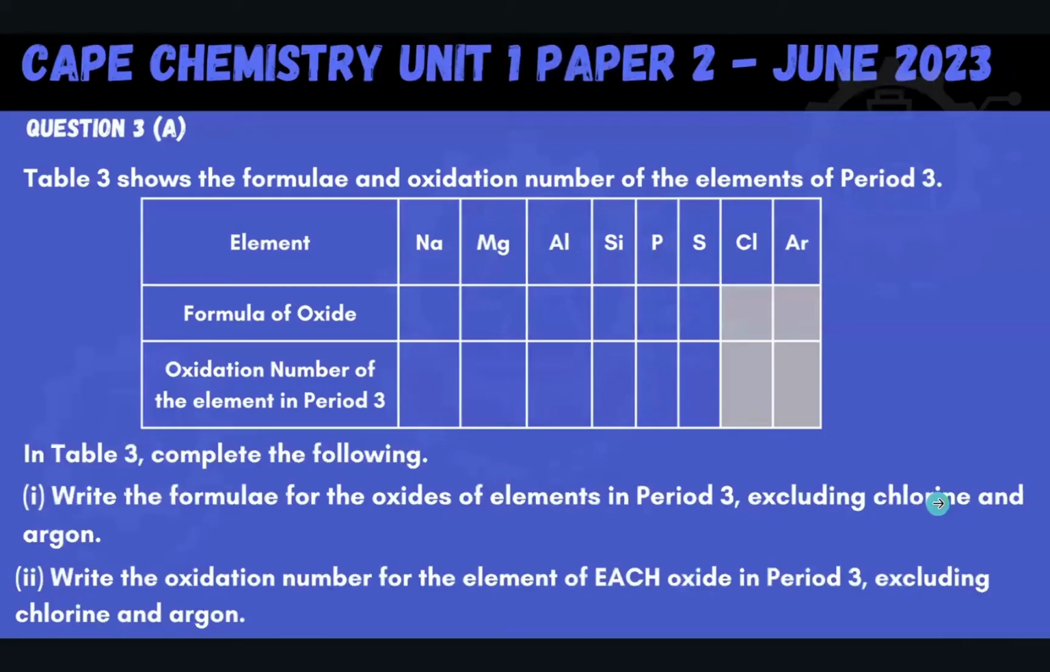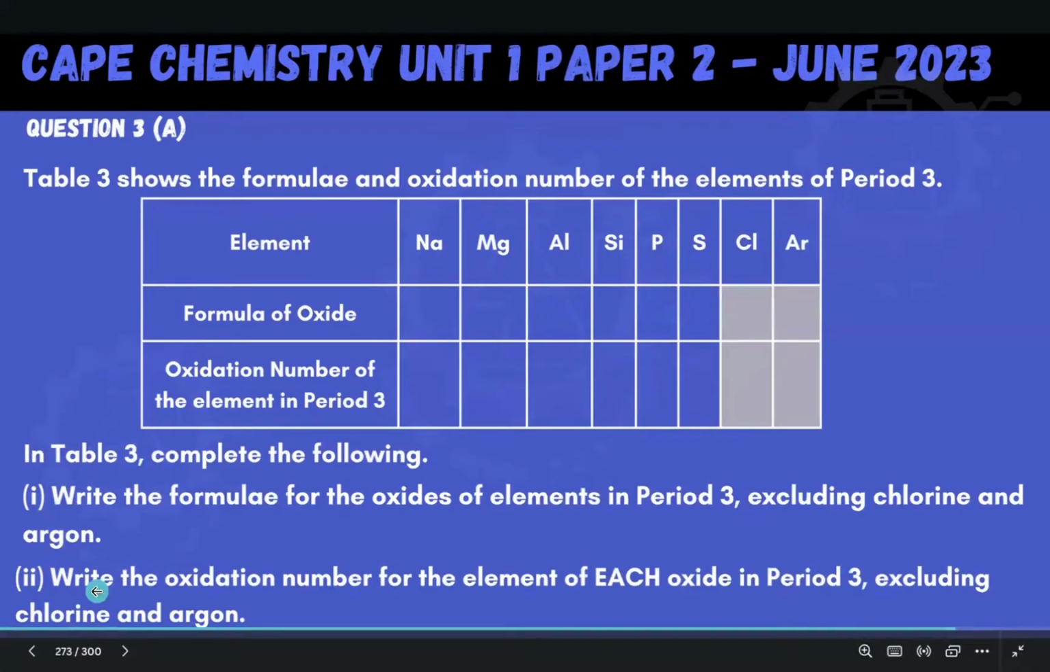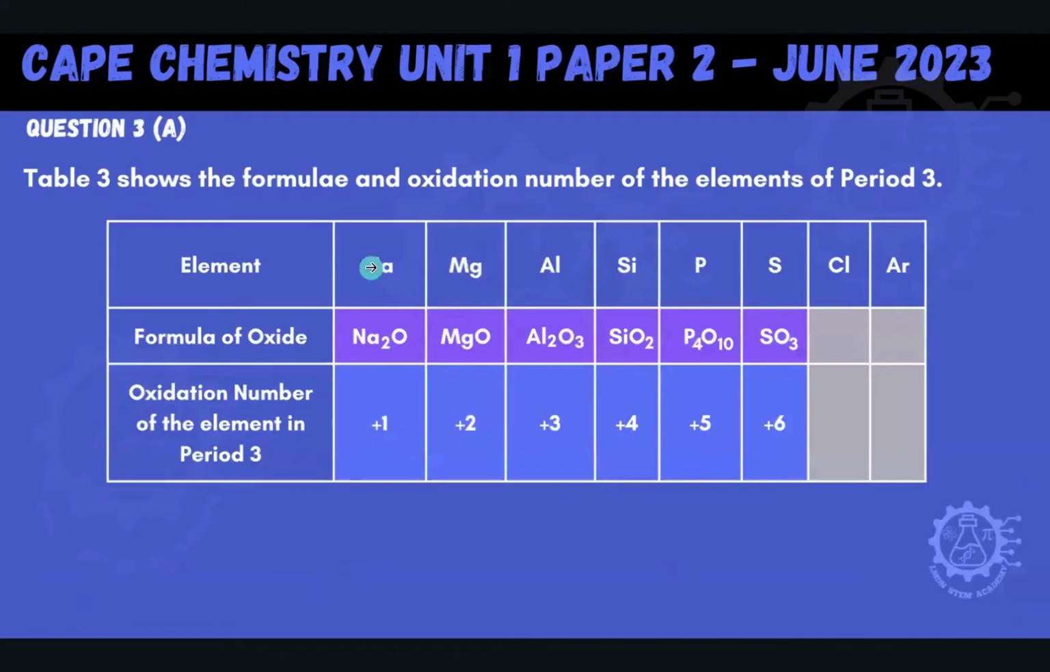Okay? So the question says, complete the following. Write in the formula of the oxides. We're going to exclude the chlorine and the argon. We're not going to write anything for them. And then we're going to write the oxidation number for each of the elements, and we're going to exclude these guys as well. Okay? So here's what we came up with.